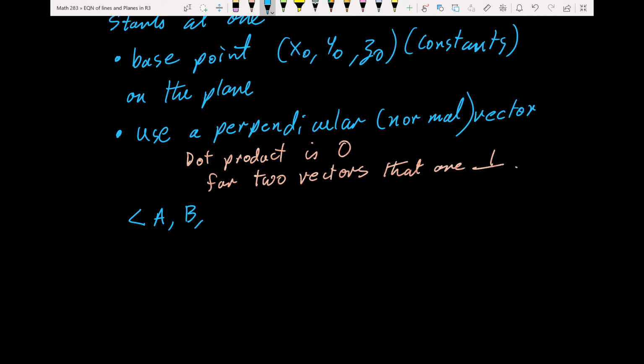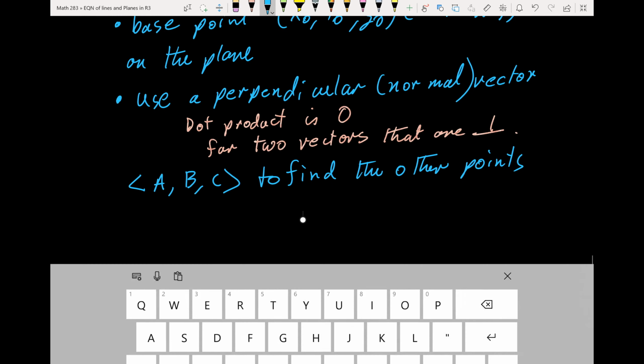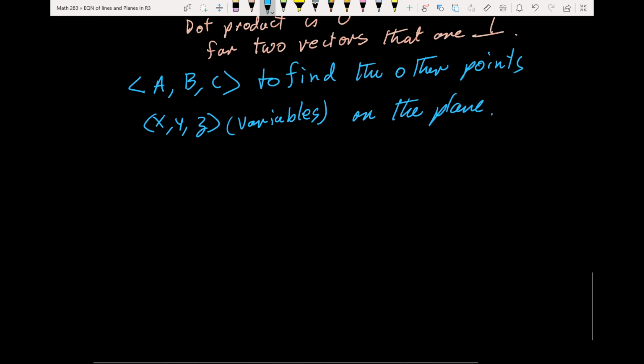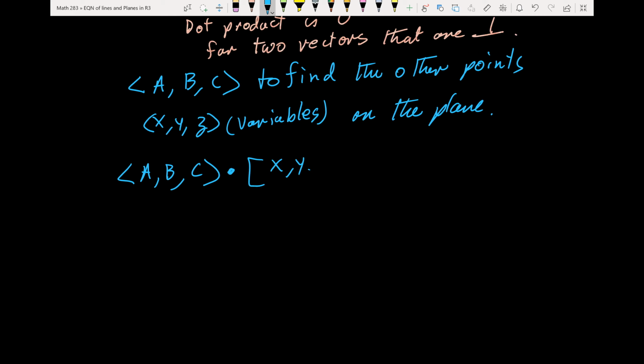A, B, C, to find the other points X, Y, Z, the variables on the plane. X, Y, Z.